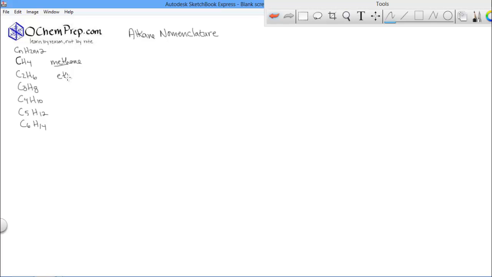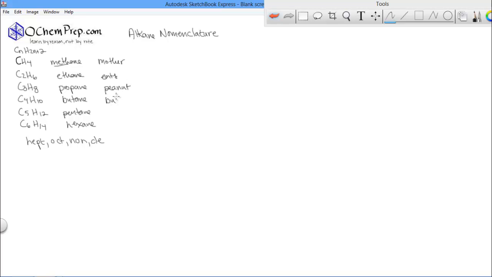And then the next is ethane. Eth means 2 carbon units. And then propane. And then butane. And then they follow the Greek letters. So this will be pentane. And then hexane. And then it goes on from there with hept, oct, non, and dec.